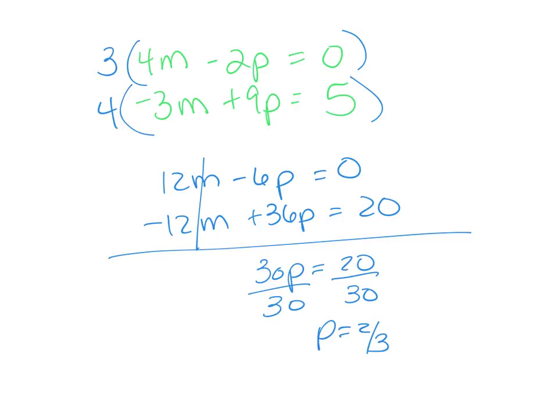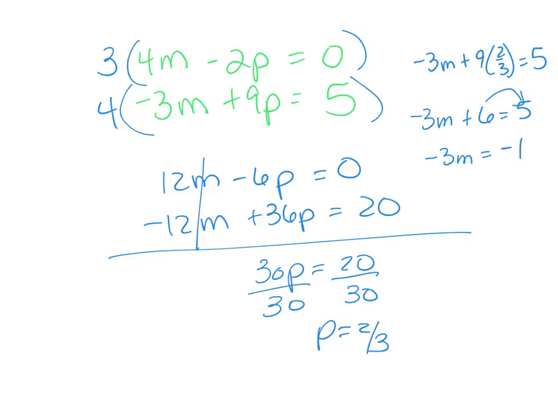And now we have to plug that in up here. So let's do negative 3m plus 9 times 2/3 equals 5. And you can put 9 times 2/3 in your calculator, but that's a 6. So negative 3m plus 6 equals 5. Negative 3m equals negative 1, when you move the 6 over here as a negative. Divide by negative 3, and m equals 1/3. So these two graphs are going to intersect at 1/3 because m comes before p in the alphabet, and 2/3.